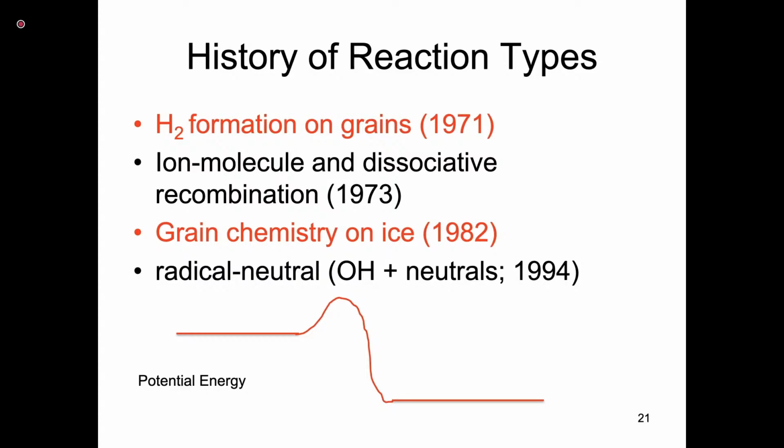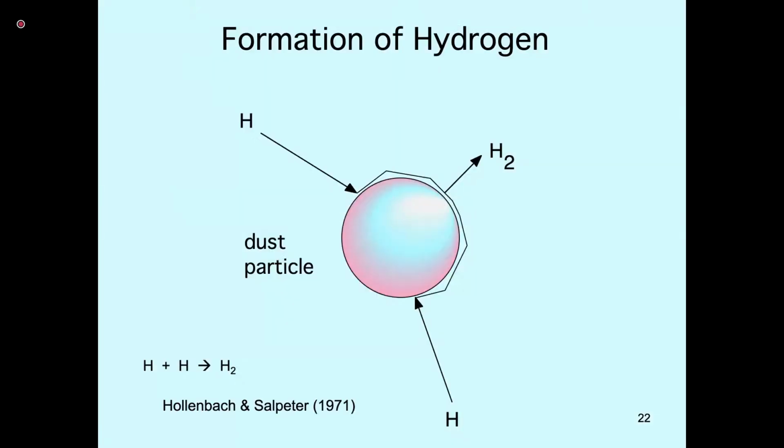And then there is a very complicated grain chemistry occurring on cold grains. And the numbers here are the years in which they were actually written about and understood, and then found. And so 1971 H2, and really up to the present, molecules like radicals versus neutrals, or grains. But they started in the years that I'm showing you. All right, here's the formation of hydrogen.